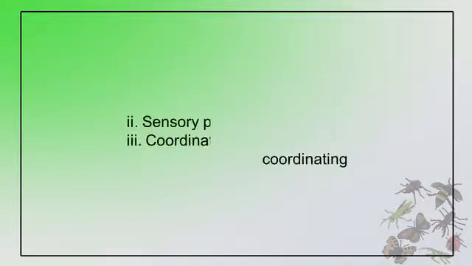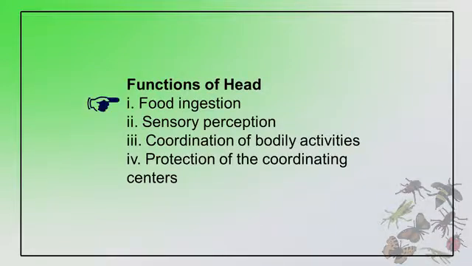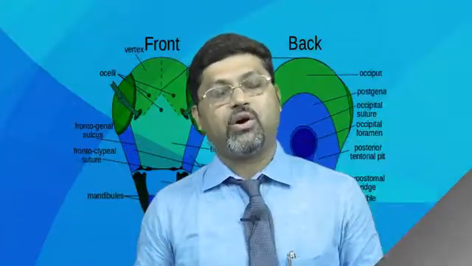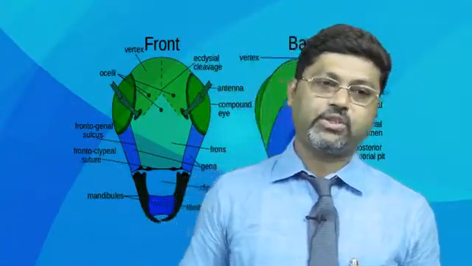Now let's see what the functions of the head are. Number 1, it helps in food ingestion. It possesses some sensory structures that perform sensory perception, coordination of the bodily activities, and also protection of the coordinating centers. This is all about the structure of the insect head.